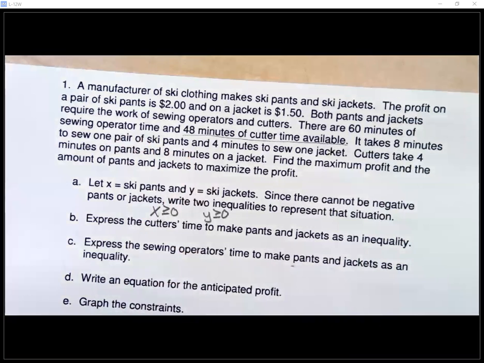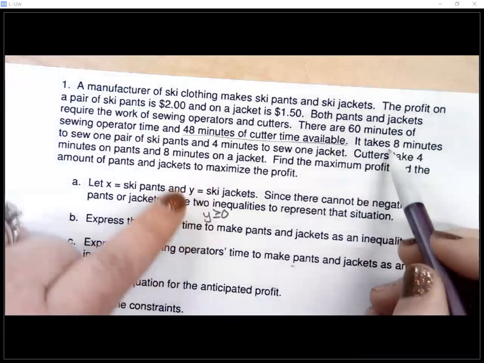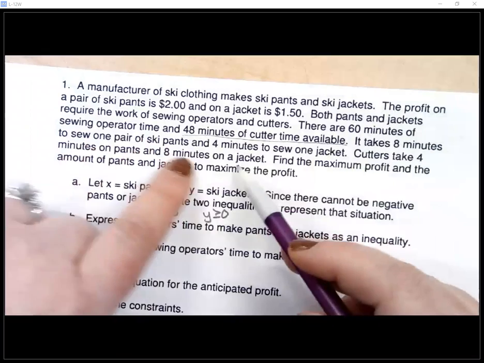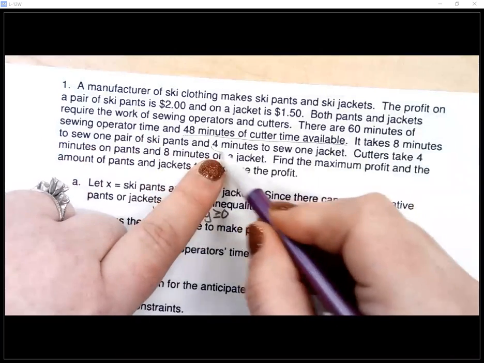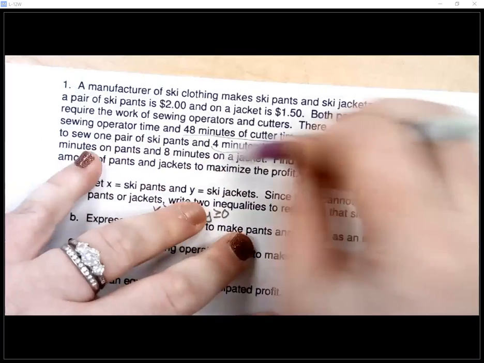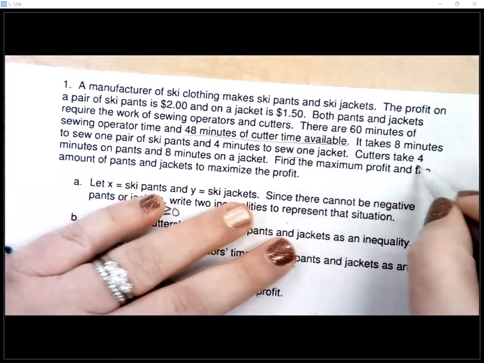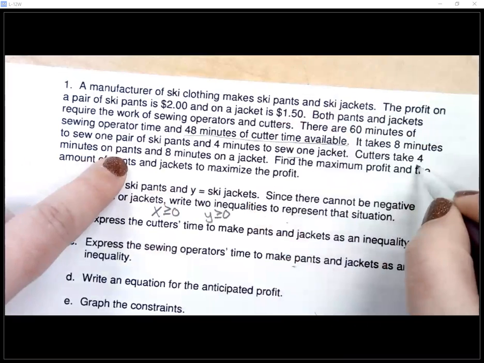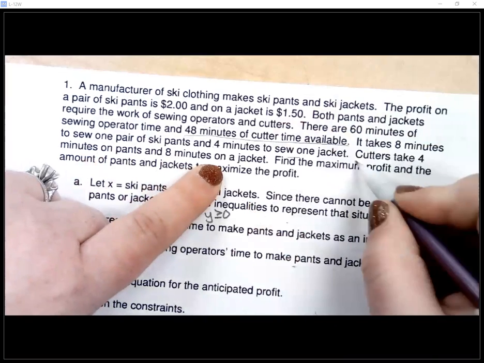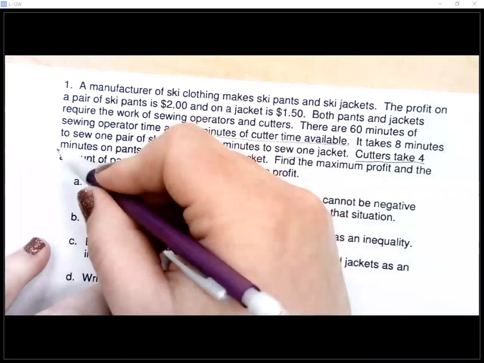pants and jackets. So if we keep reading, it takes 8 minutes to sew. I don't care about sewing. Oh, right here. It takes 4 minutes. Oh, that's sewing still. Sorry. I got to read this next. Here it is. Cutters take 4 minutes on pants and 8 minutes on a jacket. So just focusing on the cutting of the fabric right now.